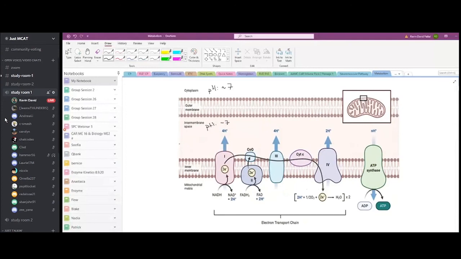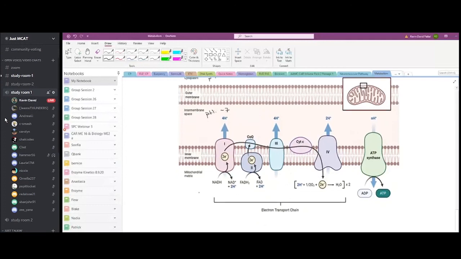But the relationship between the inner membrane space and the mitochondrial matrix does hold true. The inner membrane space is more acidic than the mitochondrial matrix, for obvious reasons we talked about, because it has more protons being pumped into it. And the pH of the mitochondrial matrix is around 8. 8 is more basic than 7, so it still holds true that the inner membrane space is more acidic, even at 7, relative to the pH of 8.